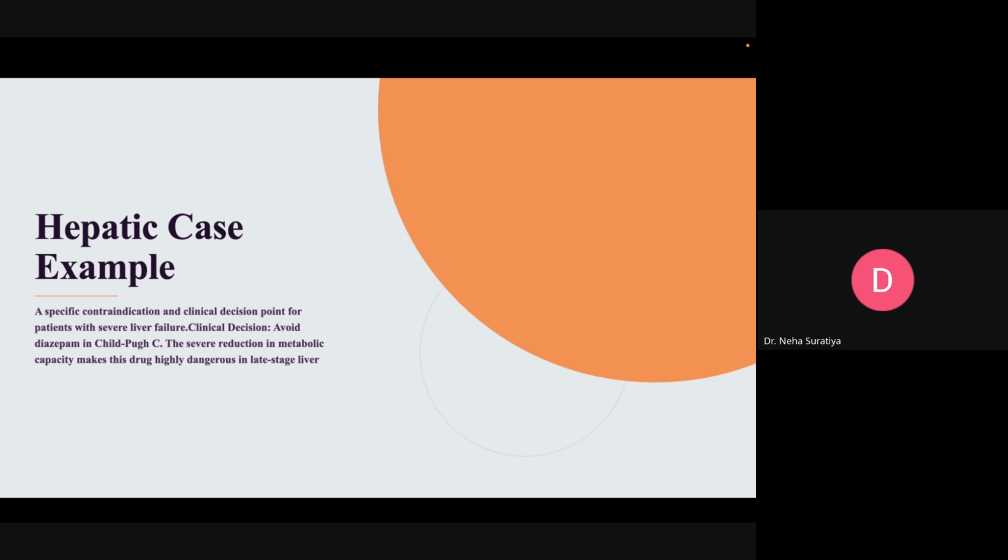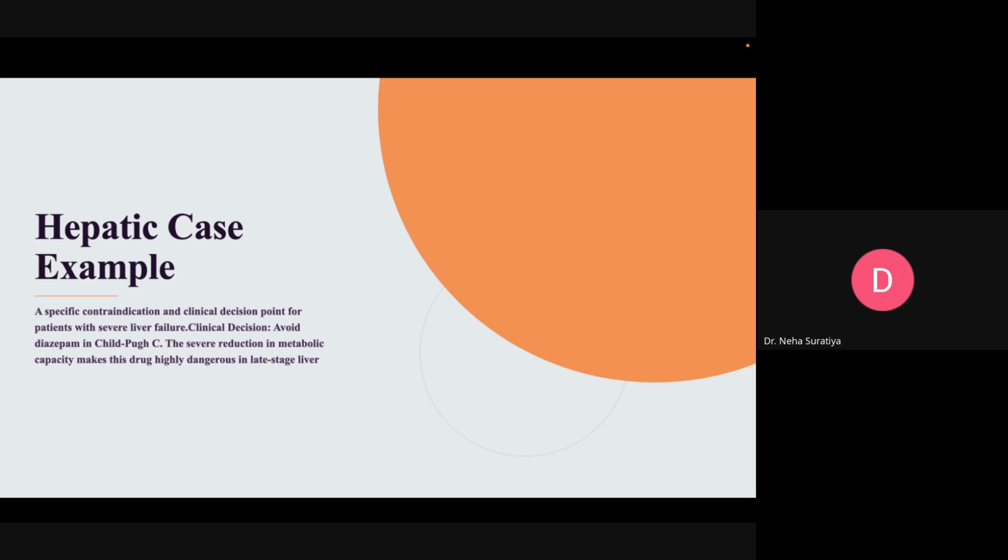The decision identified was avoiding diazepam in Child-Pugh C. Now, this is a universally accepted sentence, guys. So in the Child-Pugh C category, that means many drugs will be contraindicated, including diazepam. Because clearance is severely reduced in Child-Pugh C, the drug can accumulate very rapidly, and it carries a high risk of coma and respiratory depression.